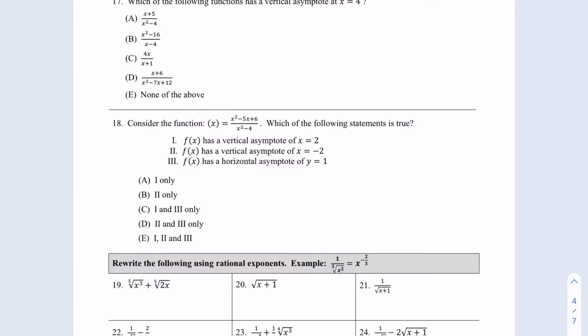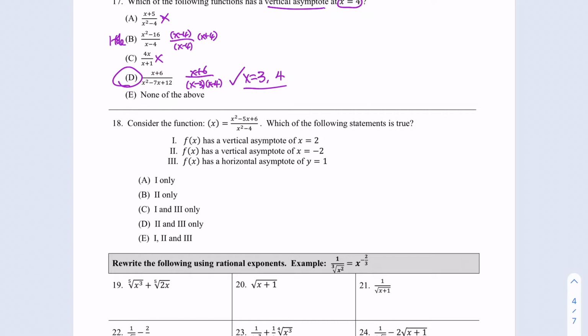Number 17, which of the following functions has a vertical asymptote x equals 4? If we look at the denominator, first of all, it cannot be cancelled. If you look at 2, x minus 4 is cancelled, so there's no vertical asymptote. There will be a hole here. This is not right, this is not right. D, x plus 6 over x minus 3, x minus 4. So D is right. The denominator equals 0, so there are 2 vertical asymptotes, x equals 3 and x equals 4.